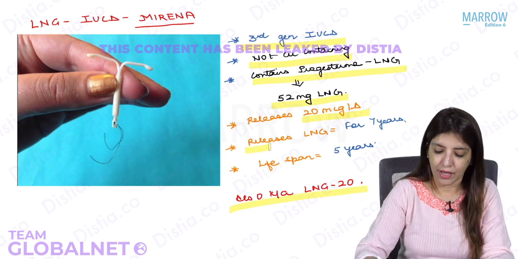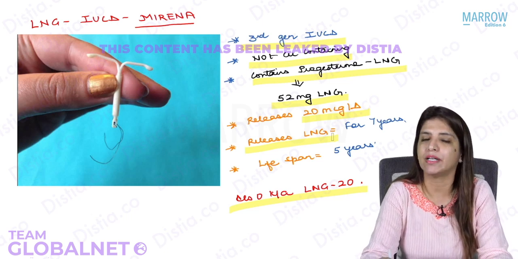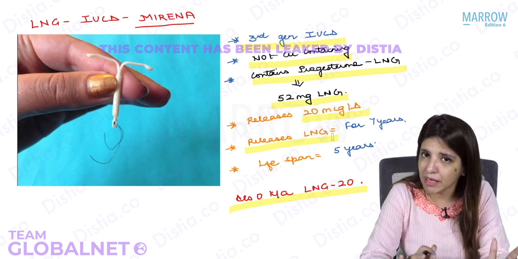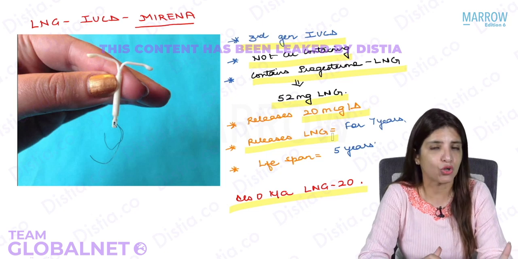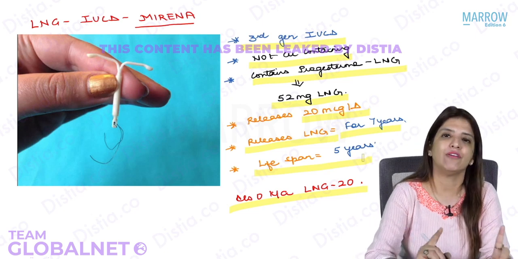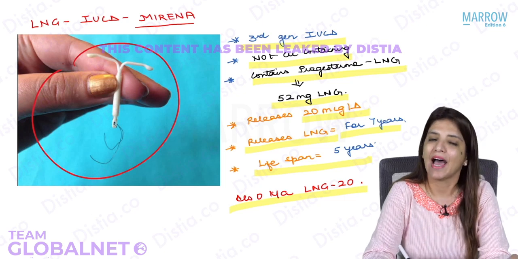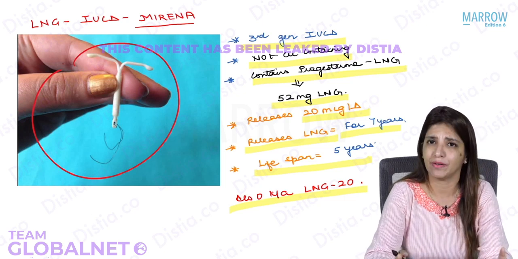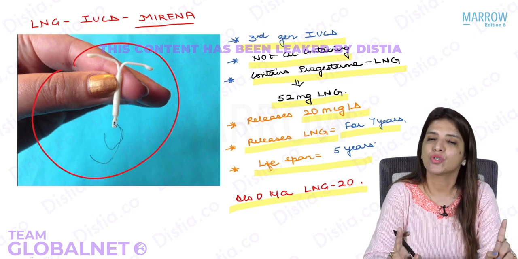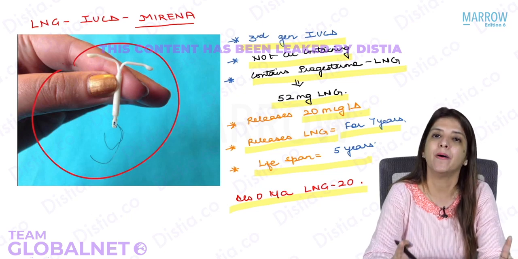As I was telling you, copper T is capable of releasing copper till 12 years, but its approved lifespan is 10 years. Similarly, Mirena can release levonorgestrel till 7 years, but its approved lifespan is 5 years. Now, if you have to recognize Mirena in images, as you can see, there is no copper over here. It is an intrauterine device which doesn't have any copper. So, an intrauterine contraceptive device which doesn't have any copper is a Mirena.